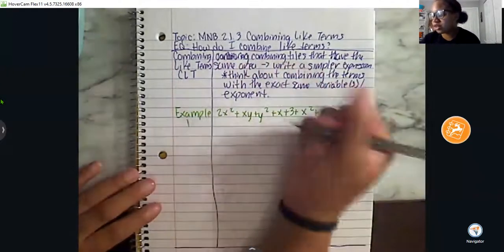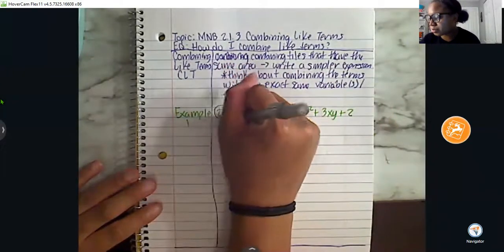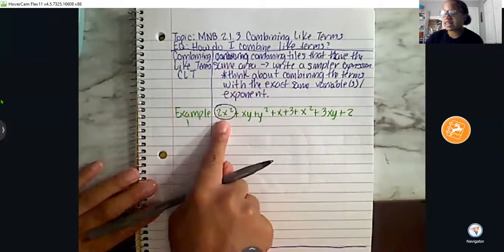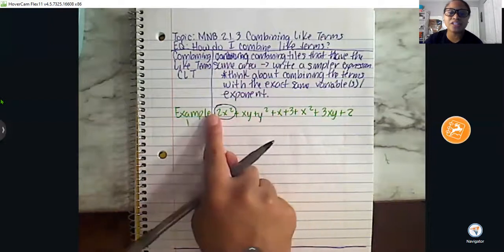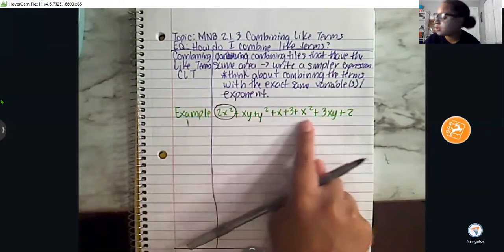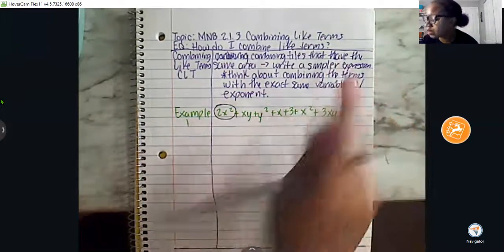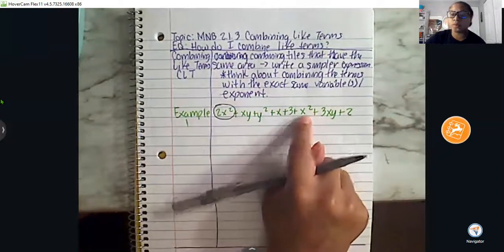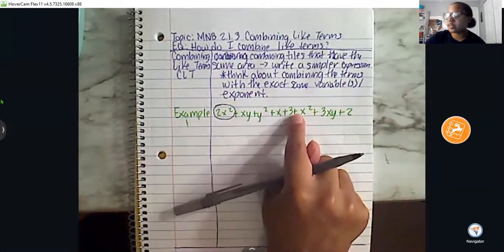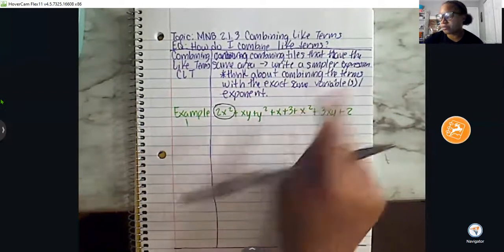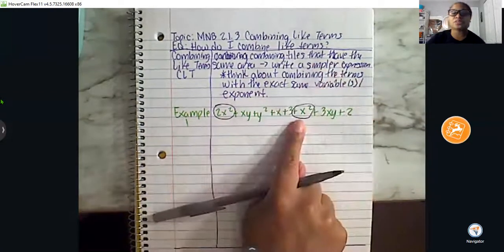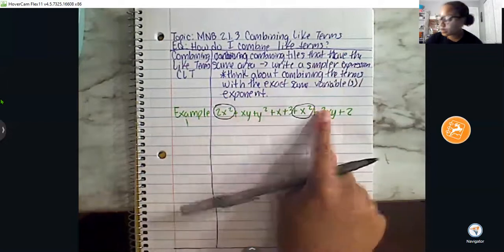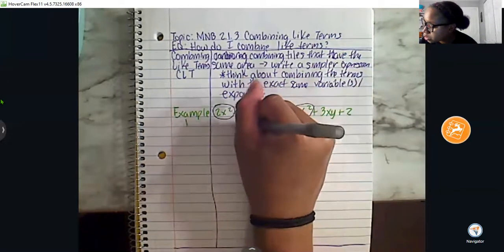So I'll look at the first term. I see 2x squared, so I'll put a circle around 2x squared. And then I'm going to see what other term I can combine this 2x squared with. And then I'll say, oh, look, there's an x squared. So I'm not going to just circle the x squared. I'm also going to circle the operation before, which is plus. So plus x squared, so then I know that I'm adding an x squared. So 2x squared plus x squared should get you 3x squared.